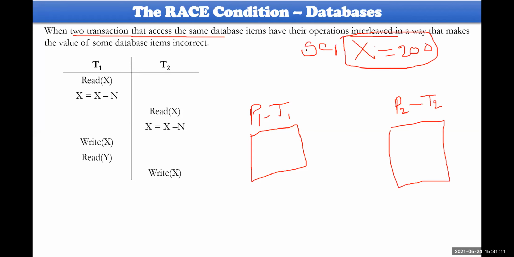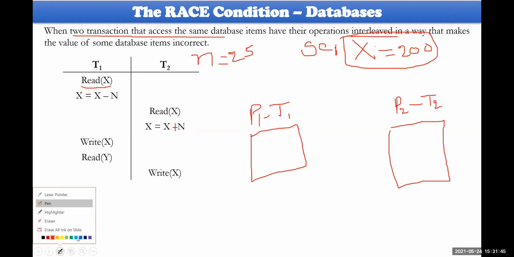Consider that these two transactions are agreed for interleaving. After execution of two statements, interleaving can happen. Then n will be equal to, for example, 25. So transaction T1 has read the value of x from the server. Yes, it has fetched the value.